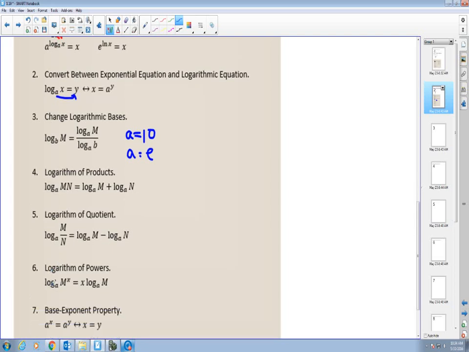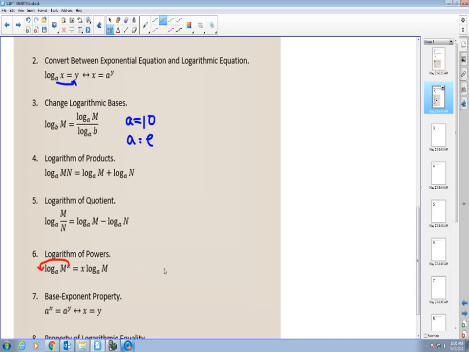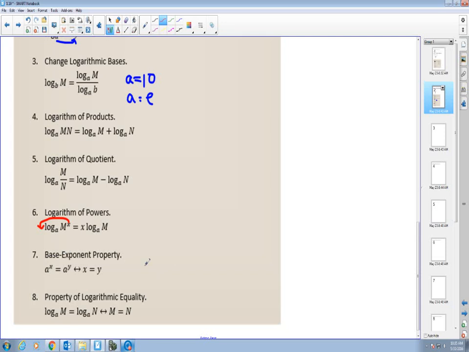Logarithm of powers. Okay. If I have a log with a base a of some number to the x power, what we can do is move the exponent to the front of my log. Okay, that will be the logarithm of powers. Alright, base exponent property, we will use this property and the property of logarithm equalities, we'll use these two when we're solving equations. So I will refer back to these when we run into it.